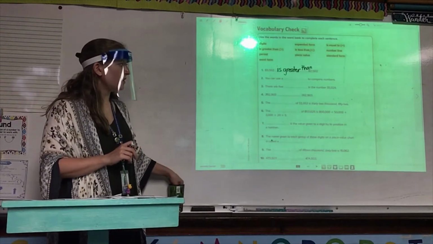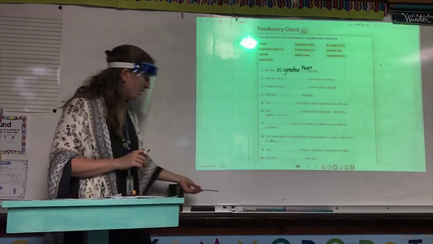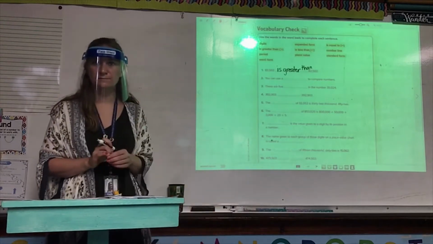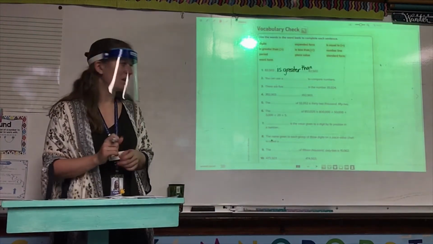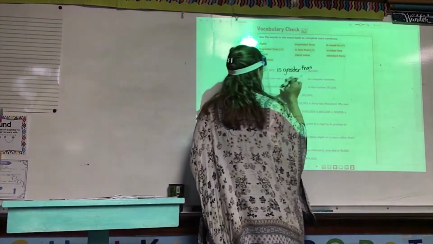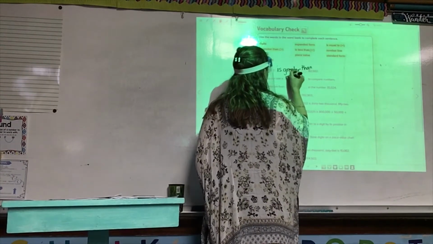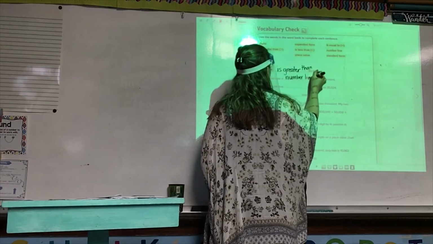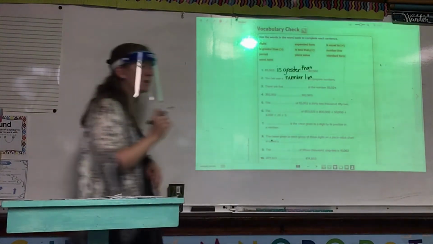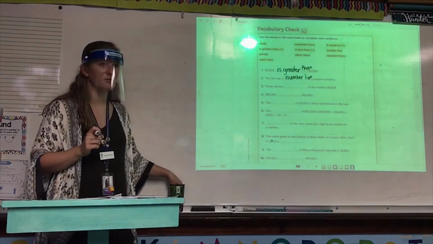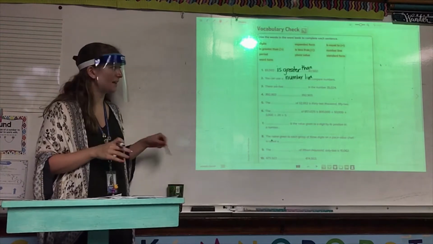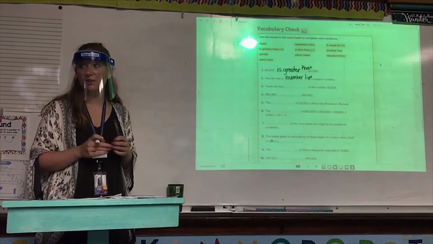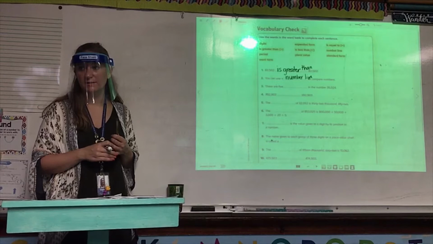Number 2, you can use a blank to compare numbers. Aaron. Number line. You can use a number line to compare numbers. Correct. So if you do not have the word number line on that blank, you need to use your red pen to write number line. Do not draw on your papers with red pen.